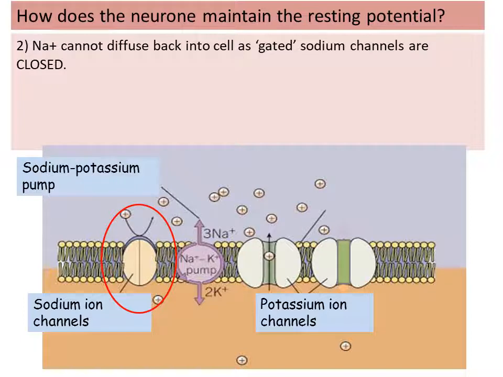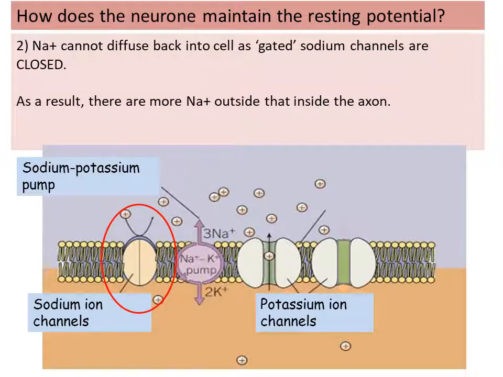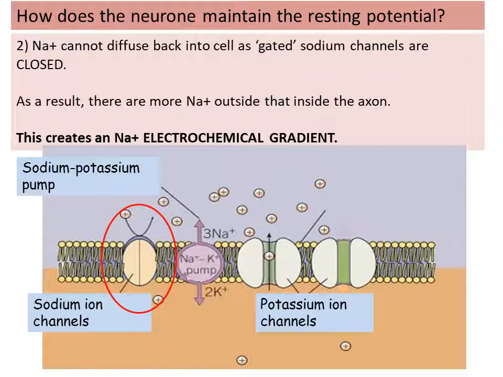The sodium ion channels are locked and closed at this point, and they will only be able to open when there's a change in the voltage across the membrane. These ones will stop the sodium ions leaking back down the diffusion gradient, and this then maintains the quantity of sodium ions outside the axon. This is what we call the electrochemical gradient, the sodium ion electrochemical gradient. So we've effectively got a high concentration of sodium on the outside and a low concentration of sodium ions on the inside.